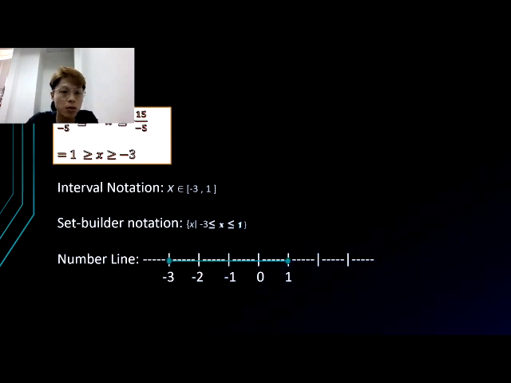So this is how we write the result, the answer. The interval notation is x in [-3, 1], with square brackets. The set builder notation is {x | -3 ≤ x ≤ 1}. Then the number line: we just draw solid circles at -3, -2, -1, 0 and 1. This is how we write the number line.